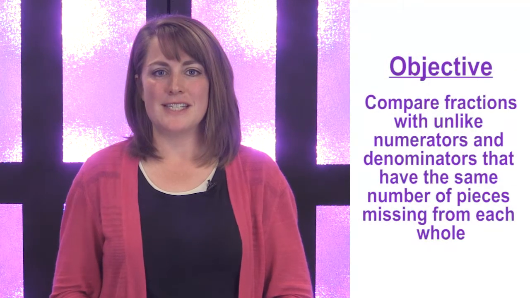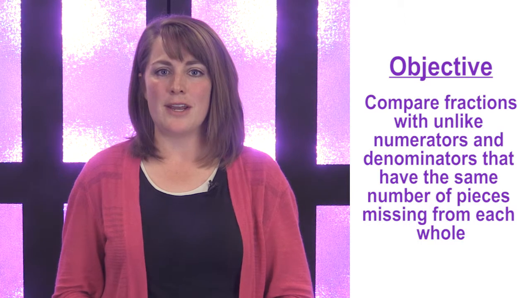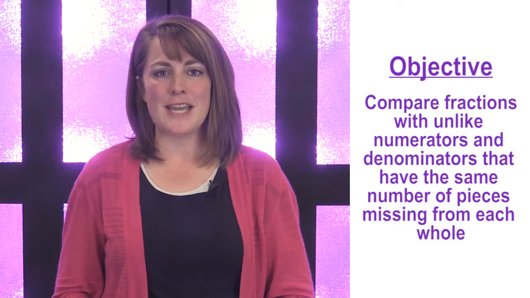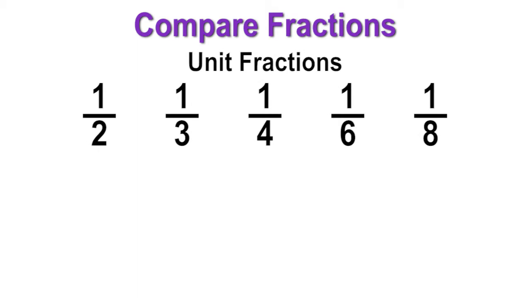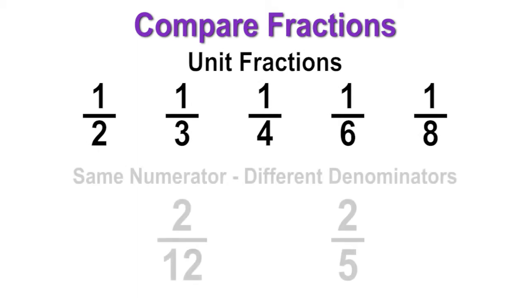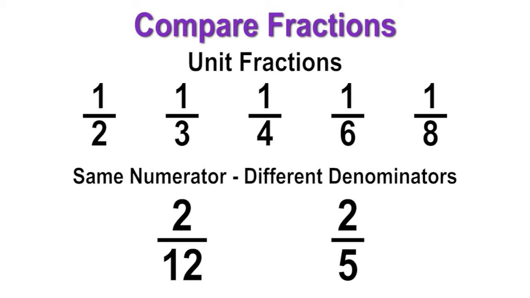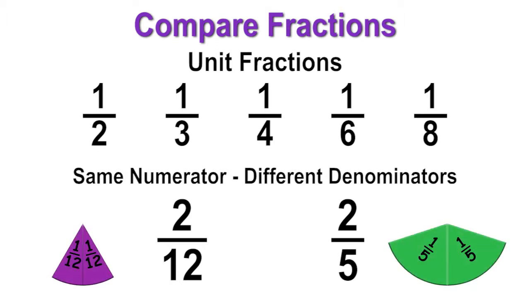The objective of this lesson is to compare fractions with unlike numerators and denominators that have the same number of pieces missing from each whole. In third grade, students compared fractions with different denominators, but the same numerator, such as unit fractions with a 1 in the numerator, and fractions with the same numerator like 2/12 and 2/5, by recognizing that 12ths pieces are smaller than fifths. So if there were 2 of each, 2/12 would be less than 2/5 because there are the same number of pieces in each, but the fifths are larger.